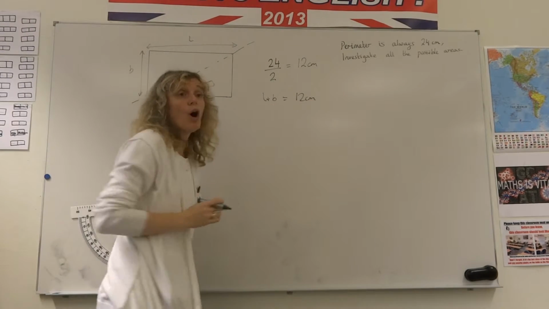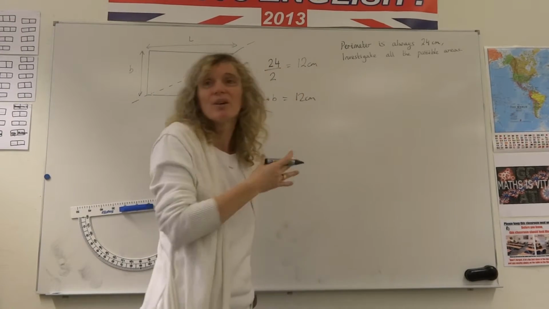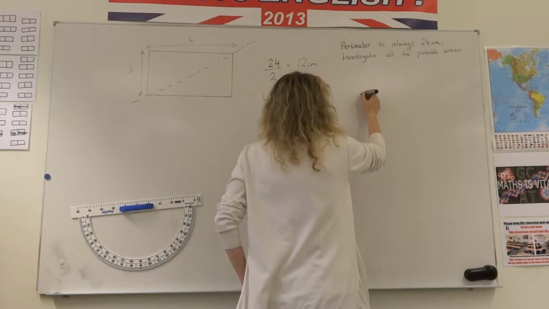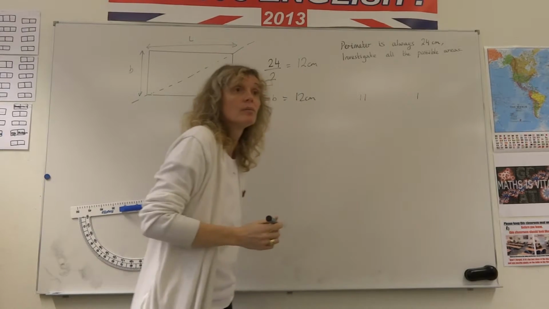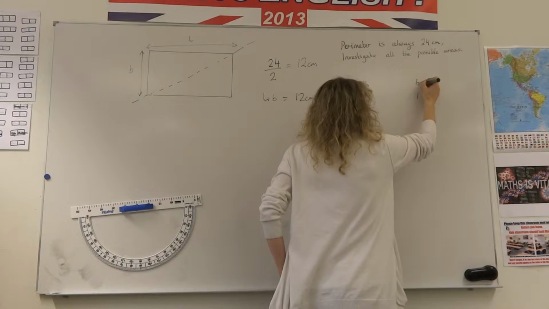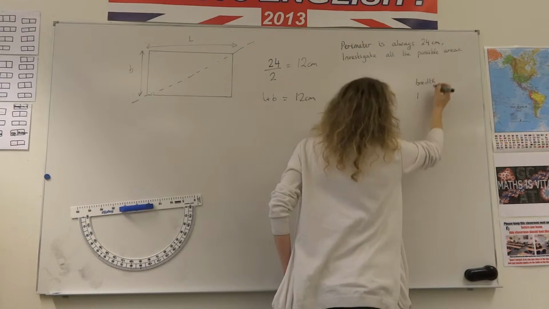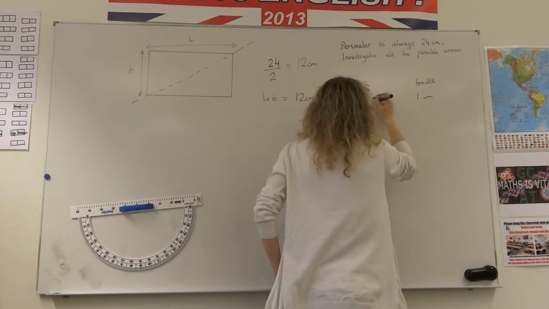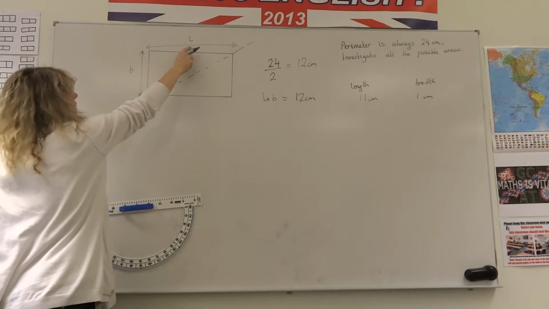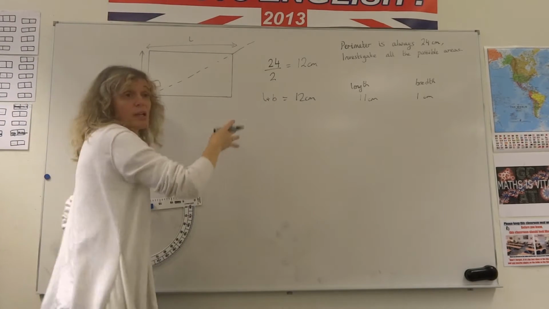I just have to think of what whole numbers add up to give me 12. So let's say I can't have 12 and 0, because then it wouldn't be a rectangle at all, would it? It would just be a straight line. So I could start with 11 and 1. So my length could be 11 and my breadth could be 1 centimetre. Okay? 11 plus 1 would give me 12. If this was 11 and this was 1, all together it would be 11 plus 1, which would be 12, and 12 times 2 would give me 24.